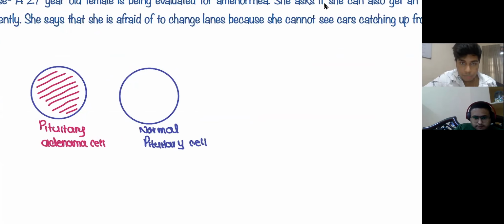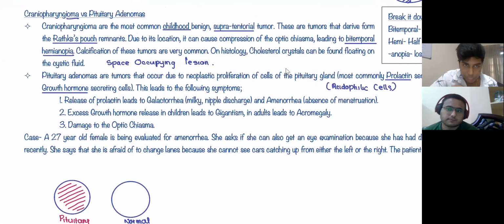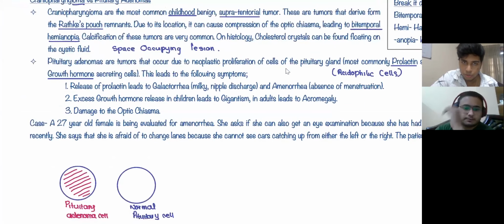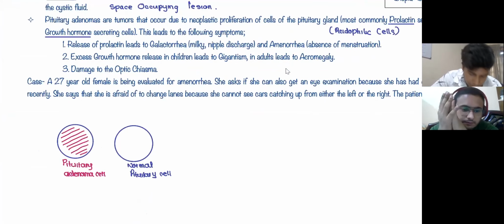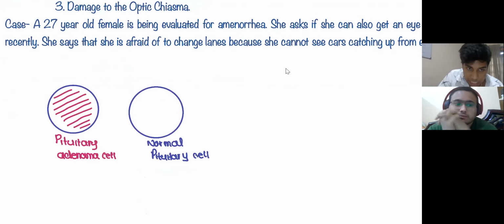Someone has asked me to repeat the craniopharyngioma. I will. Let me explain the pituitary adenoma first and I'll go back to that. I will compare the two. If you didn't understand, I'll do it again. So now here is a pituitary adenoma cell.